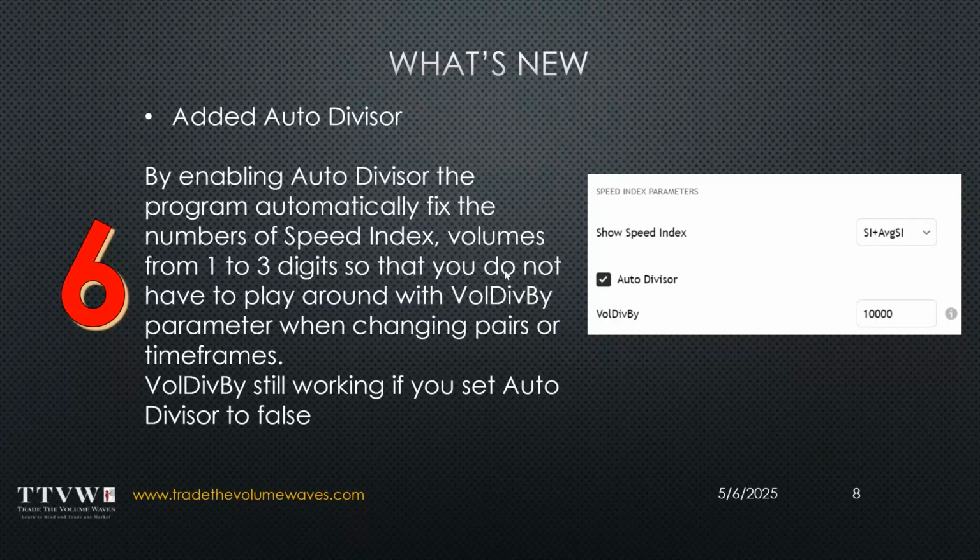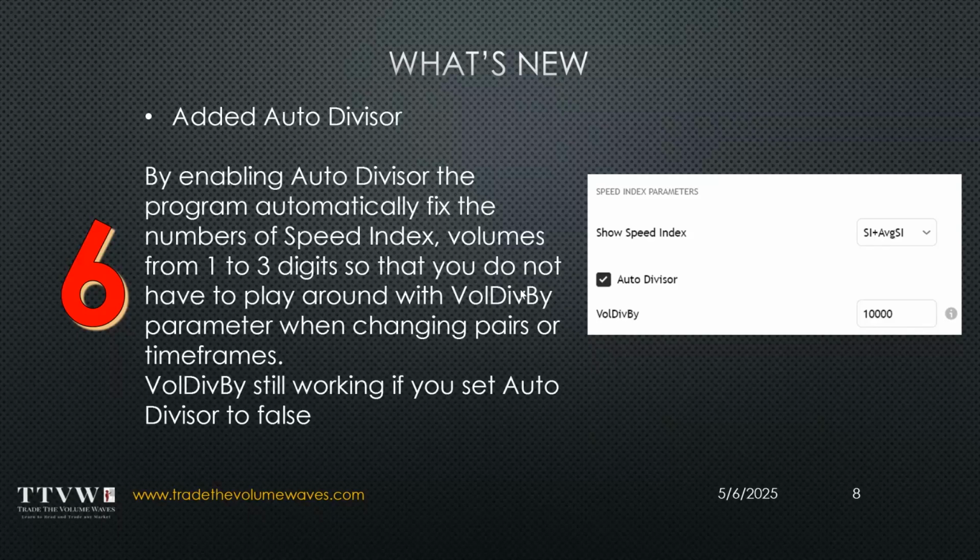I try to put another divisor that will give you speed index numbers from 1 to 3 digits. Now, if for some reason, for some instrument, this doesn't work, you can go back to volume divide by the manual way. You just have to click this off.